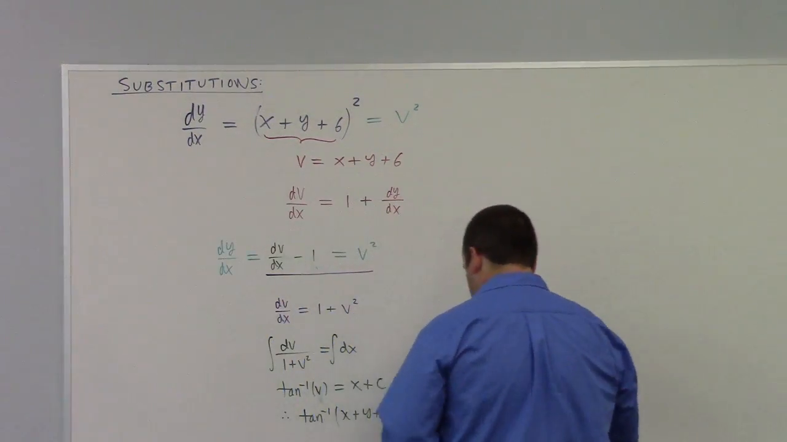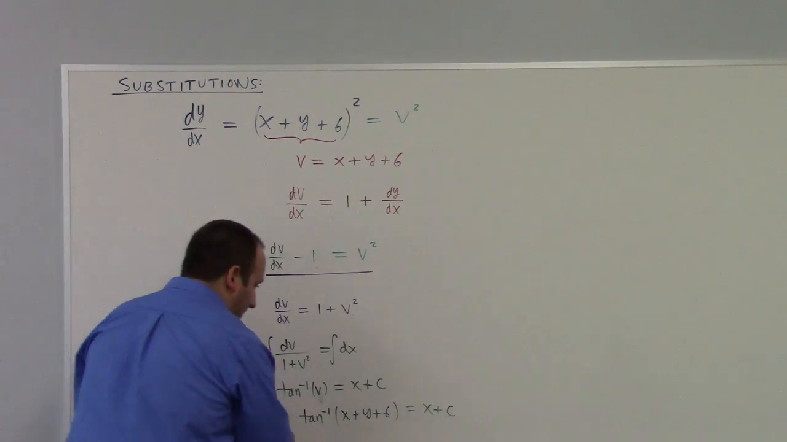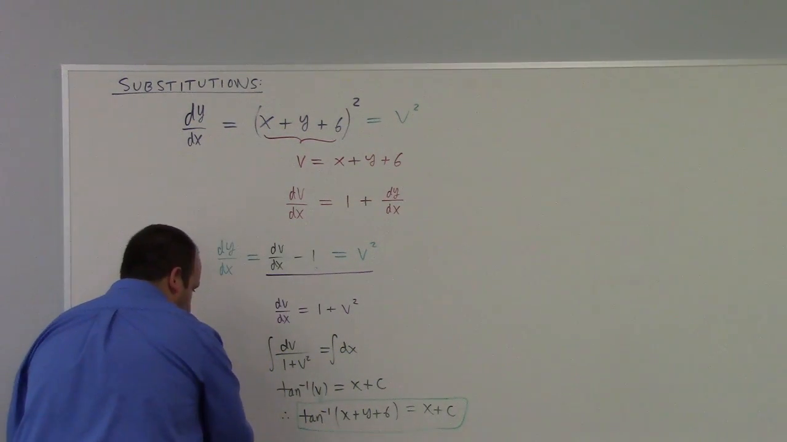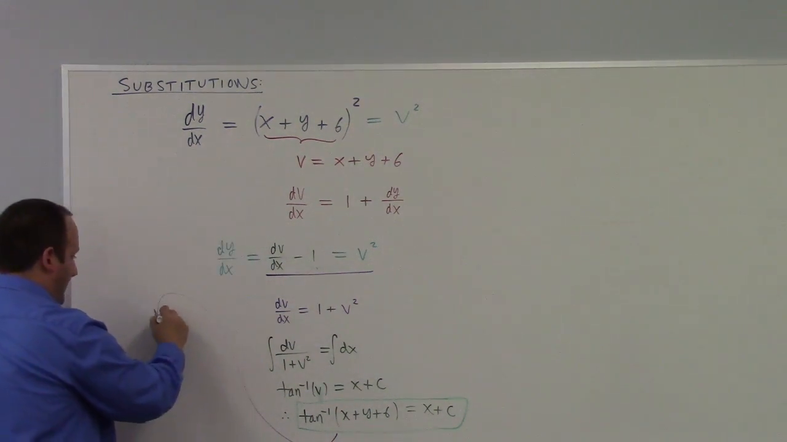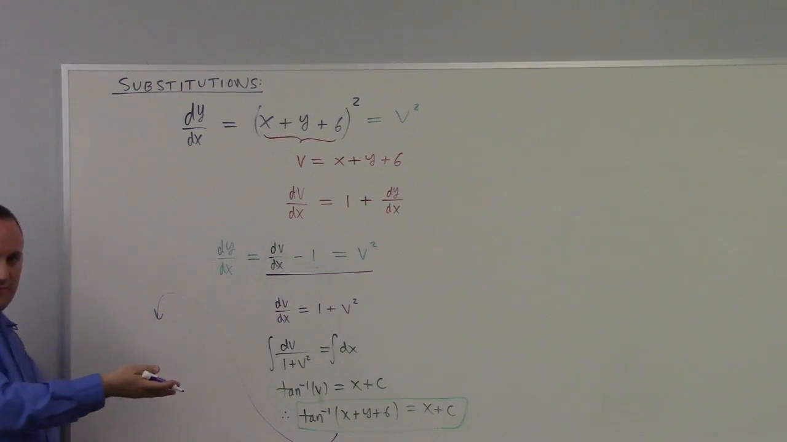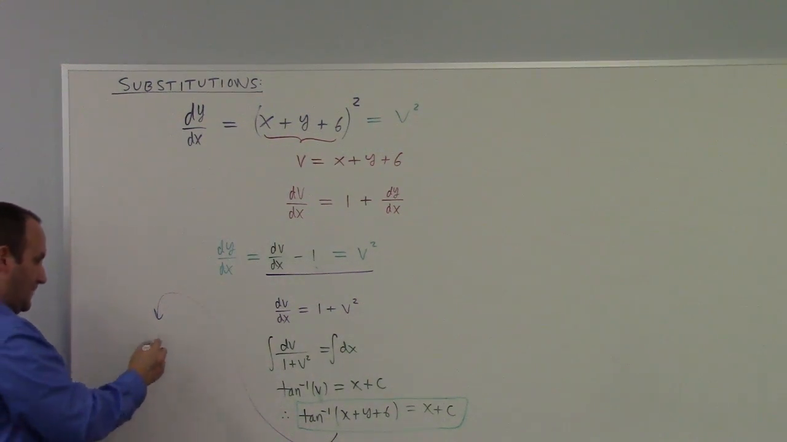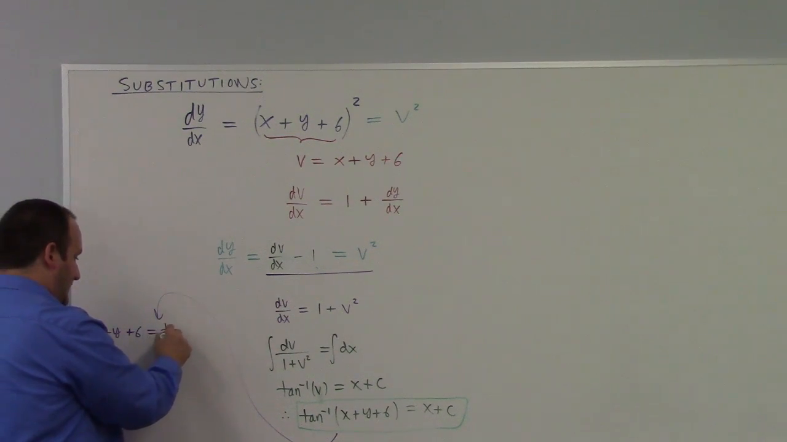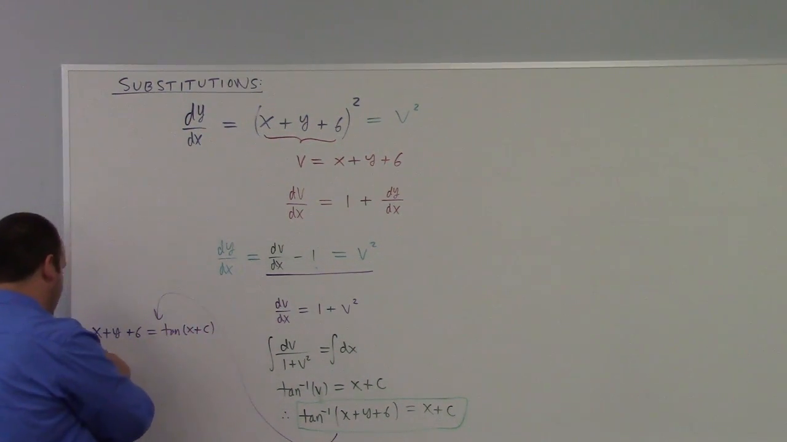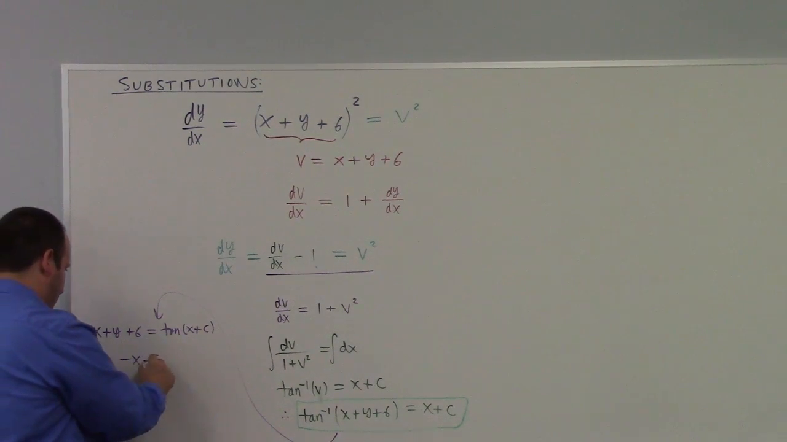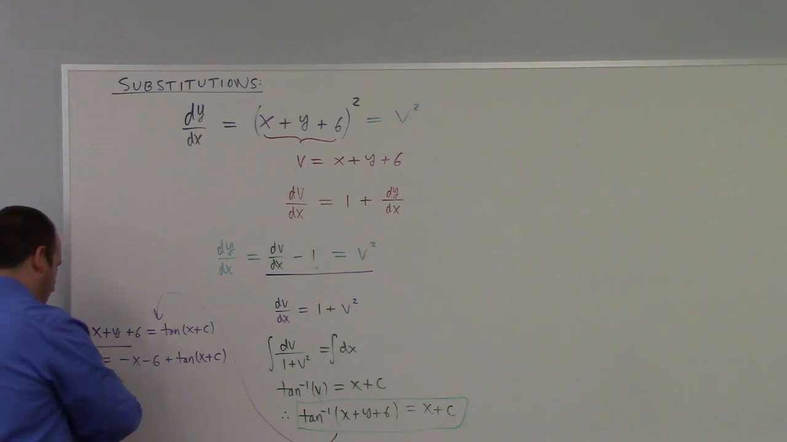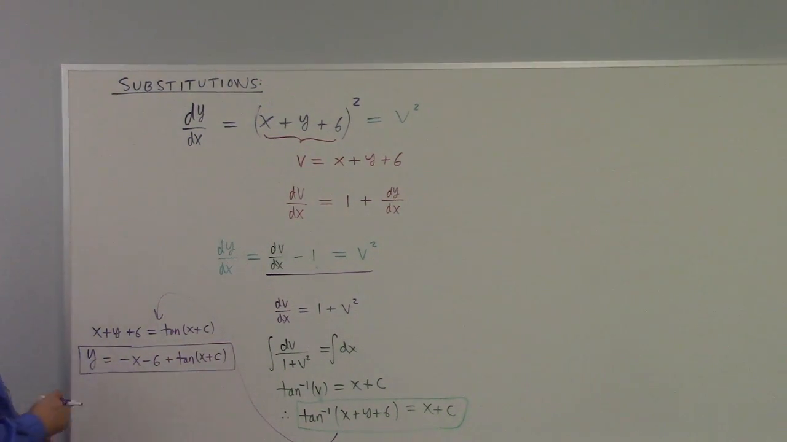And so finally, well, that's fine as an implicit solution, right? To get an explicit solution, what do I do? I take the tangent of both sides, right? So I get x plus y plus 6 equals the tangent of x plus c. And if I want, I can solve for y. Y is equal to minus x minus 6 plus the tangent of x plus c. And there you have it. That is the explicit solution to the differential equation.